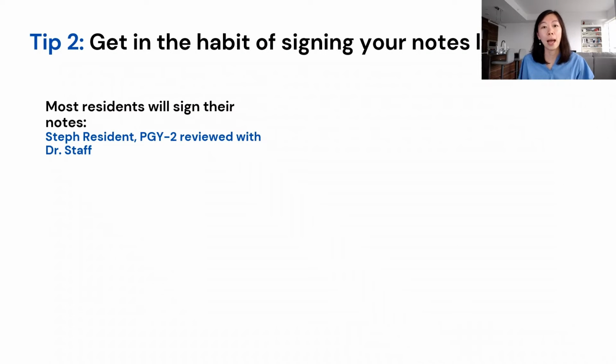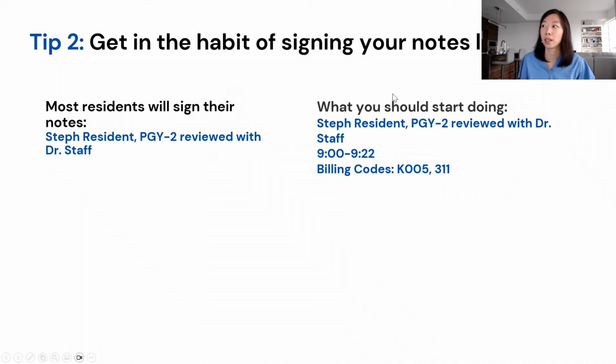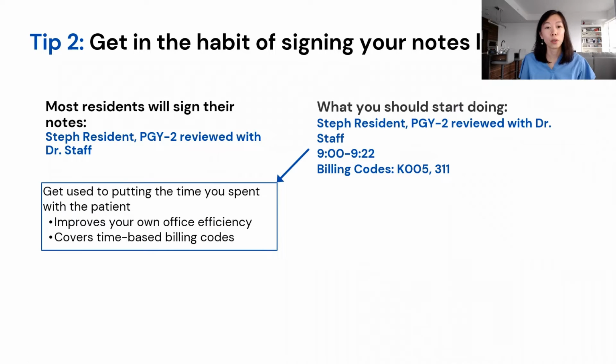You also want to get in the habit of signing your notes like this. So most residents sign their note kind of like the first example. But what I suggest is you start signing your note like this. You want to write your name that you reviewed with your staff's name. You want to write the time you spent with the patient, and think about what billing codes you might bill for that patient. So the reason why I've included this, and I suggest this if you're a resident, is because you want to get used to putting the time spent so that it can help you improve your own office efficiency. And if you ever get audited for whatever reason for a time-based billing code, at least having the time in the note covers you and justifies why you billed the way you did.